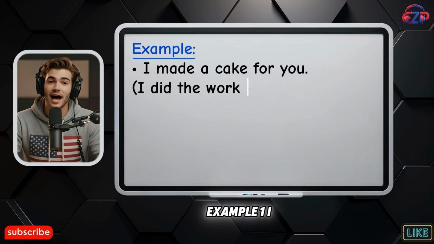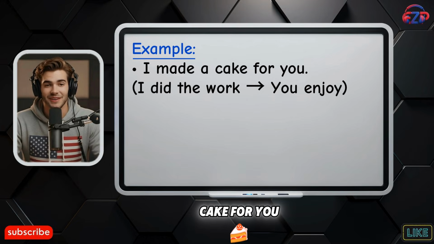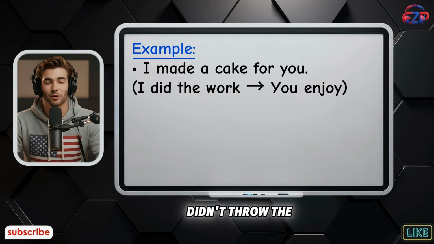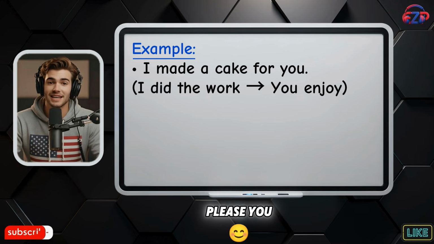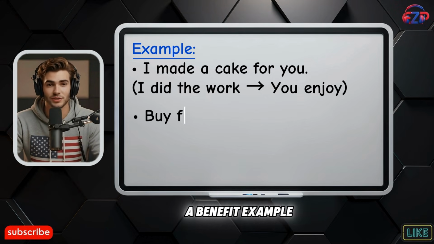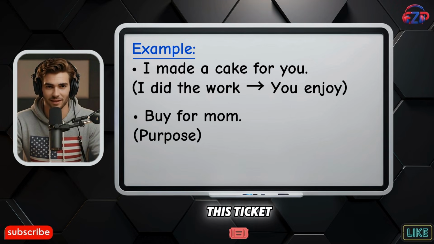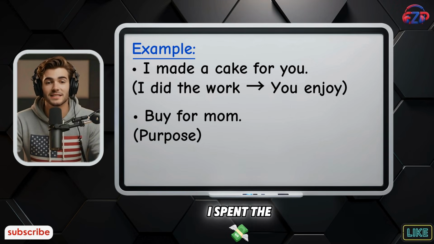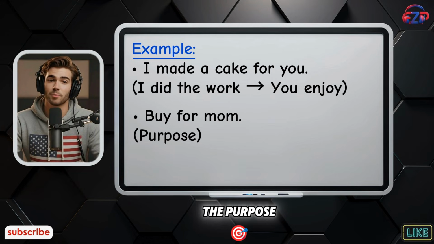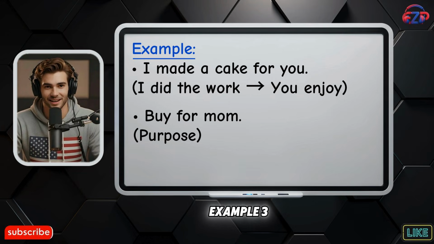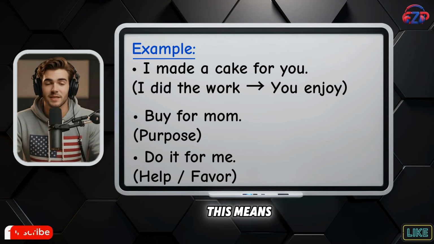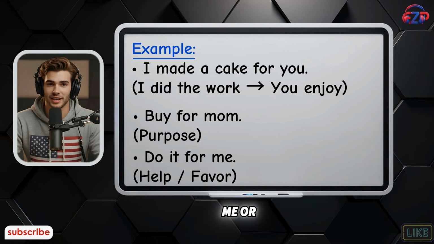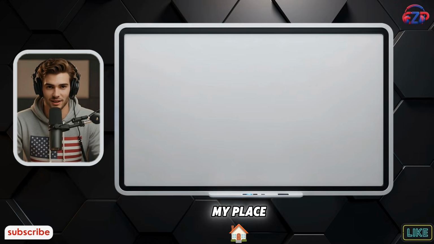Example 1. I made a cake for you. Why? I didn't throw the cake at you. I did the work of baking to please you. It is a benefit. Example 2. I bought this ticket for my mom. I spent the money to help her. The purpose was her happiness. Example 3. Can you do this for me? This means, can you help me, or can you do it in my place?